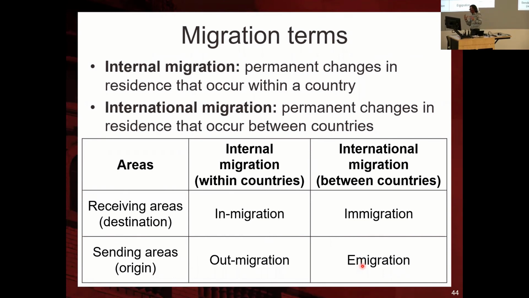So I'm just trying to explain here that the same set of people, depending on the point of view from which I'm doing the analysis, can be called in-migrants or out-migrants if I'm talking about internal migration, or are called immigrants or emigrants if I'm talking about international migration, right?